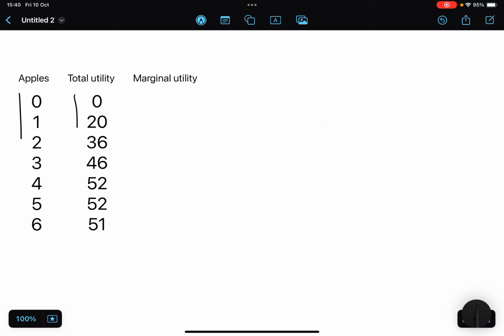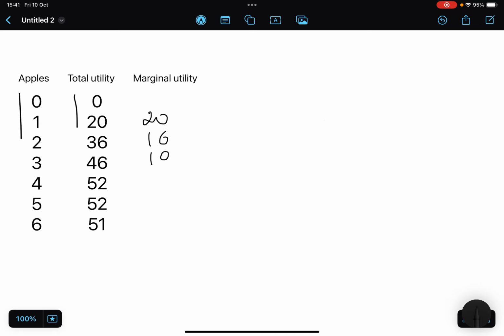Now let's calculate marginal utility, which is the additional satisfaction gained from consuming one more apple. In other words, it's the change in total utility when we go from one quantity to the next. So from 0 to 1 apple, the total utility rises from 0 to 20. That means marginal utility is 20. From 1 to 2 apples, total utility goes from 20 to 36. The change is 16. From 2 to 3, the total utility changes by 10 utils.